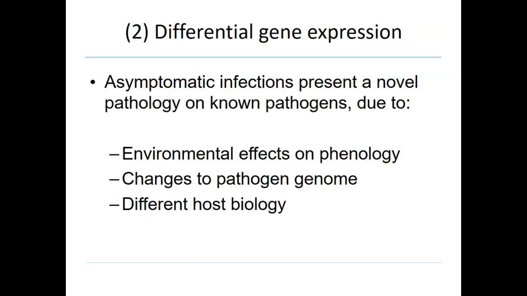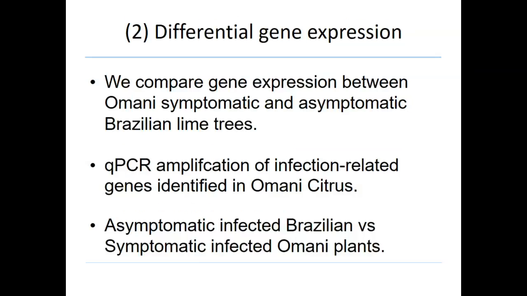Secondly, we're also curious about what makes an infection asymptomatic. There are all sorts of things that could be affecting it. We've theorized in the past that it could be environmental factors, or changes in the host or the pathogen's genome occurring in these different areas of infection. So we focused primarily on the changes in the host response to infection. We had previously identified a whole bunch of genes that are expressed differentially in a symptomatic infection in Oman, and we repeated testing these genes in the asymptomatic infections in Brazil.